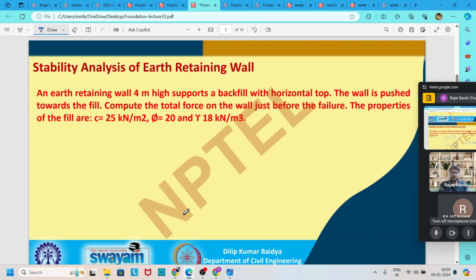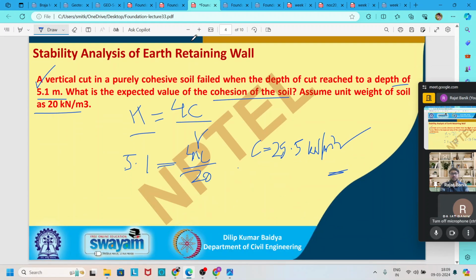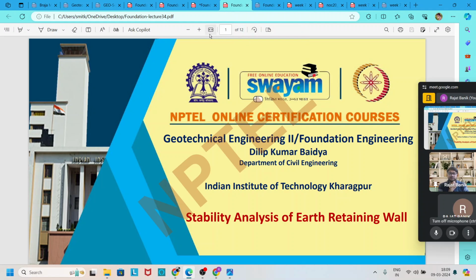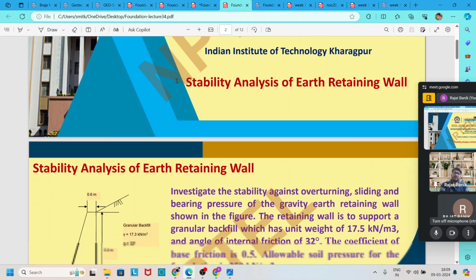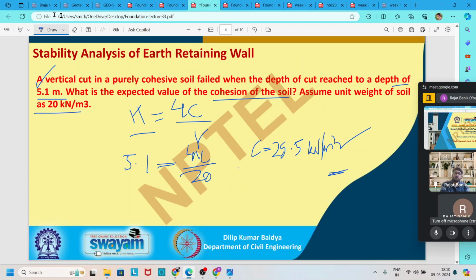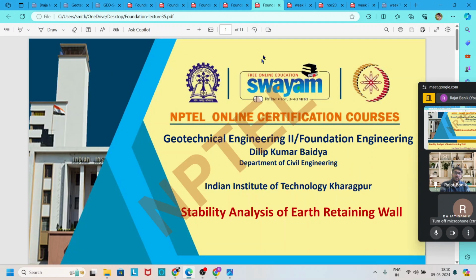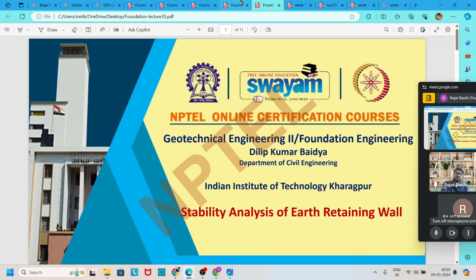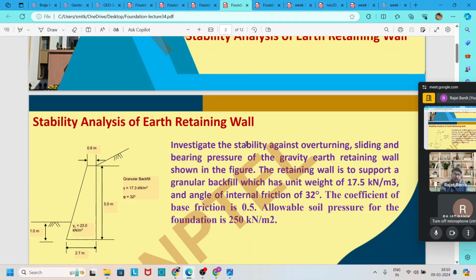I think up to this it is clear. Now move on to lecture number 35. In lectures number 34 and 35, there are two problems regarding the stability of the retaining wall. These problems are a little bit similar, and if you try, you can very easily solve them.